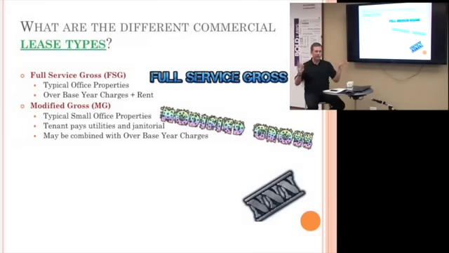Again, things blur in commercial, so there are hybrids of that where it might be combined with an over base year charge like we talked about above. They might have to pay something in the future a little bit, but in most cases, modified gross are the smaller tenants, the little lawyer who goes into an 800 square foot space in a small building over here in Agora, and he's going to pay his rent, his utilities, and janitorial. So that's generally what modified gross is.